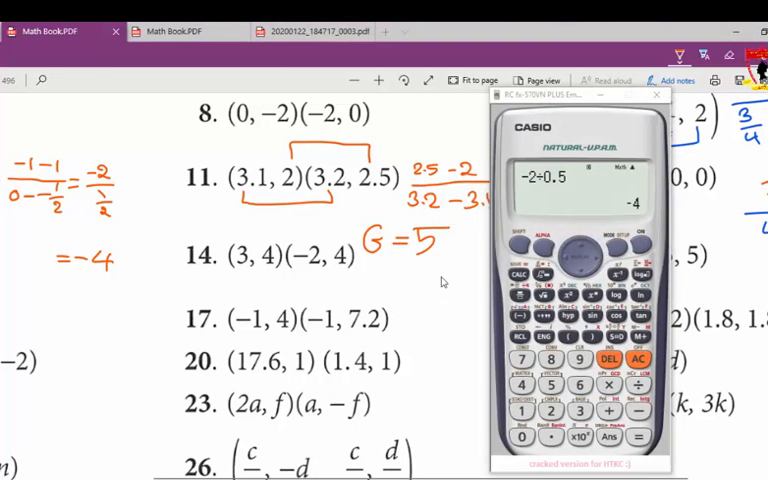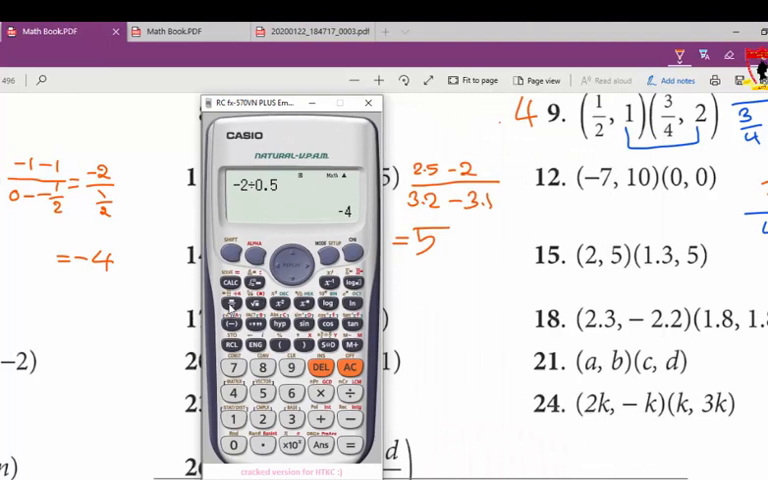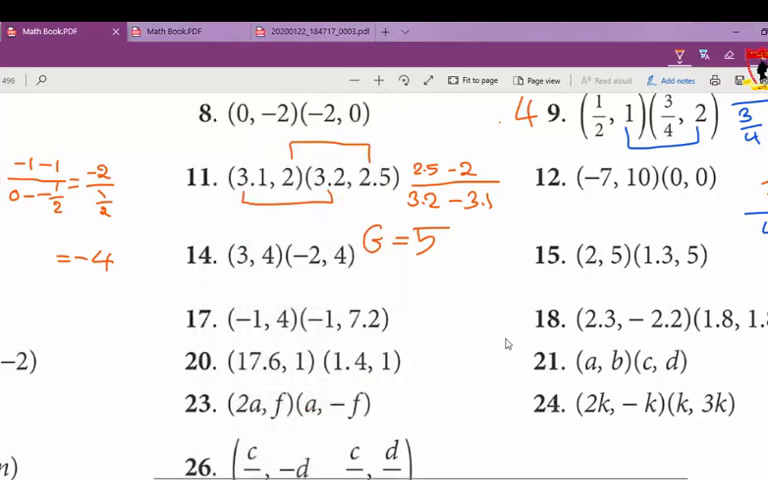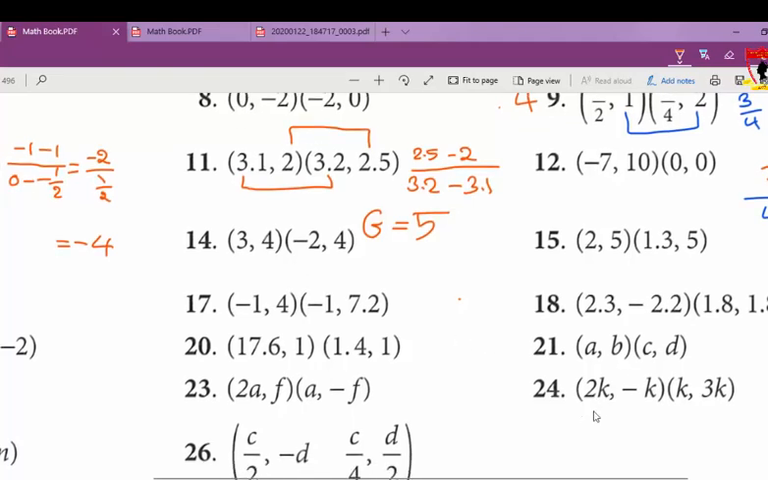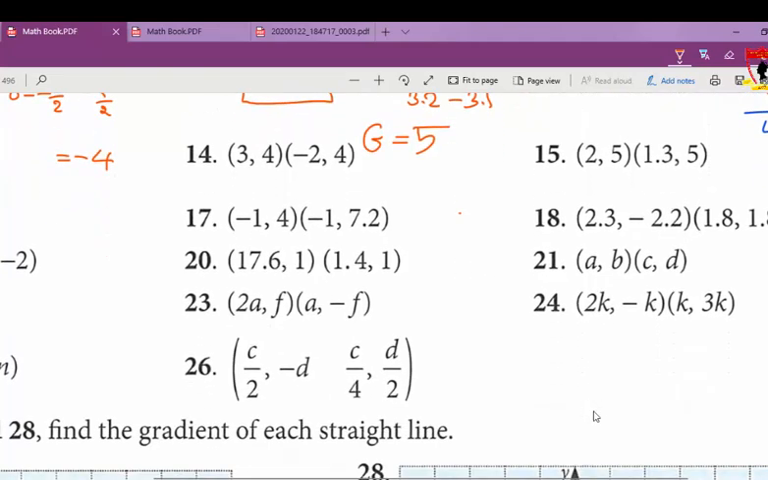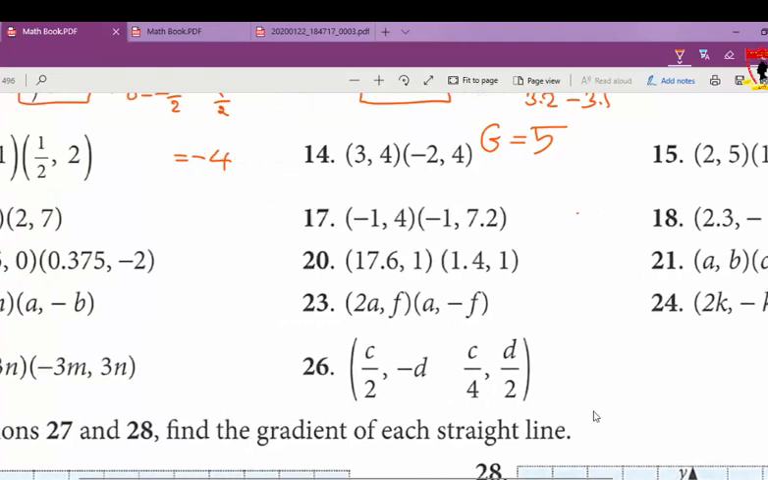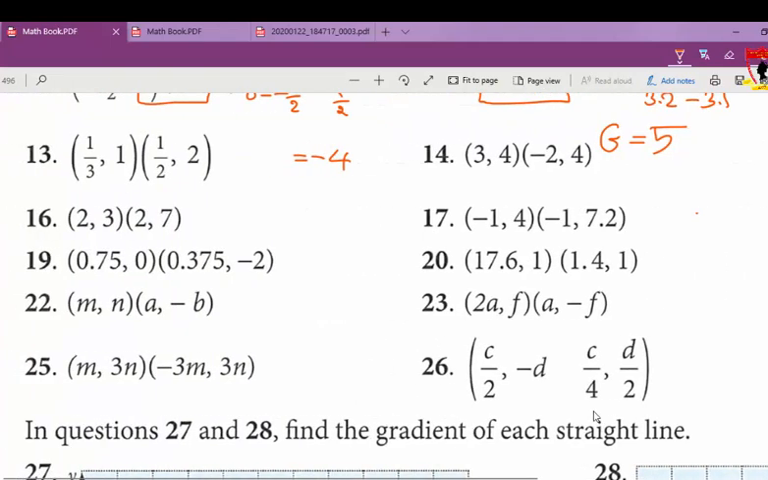Let's check the answer. Fraction 2.5 minus 2 over 3.2 minus 3.1. This is 5. Question 15 has the same idea. Then these are all numbers. They all have the same idea.